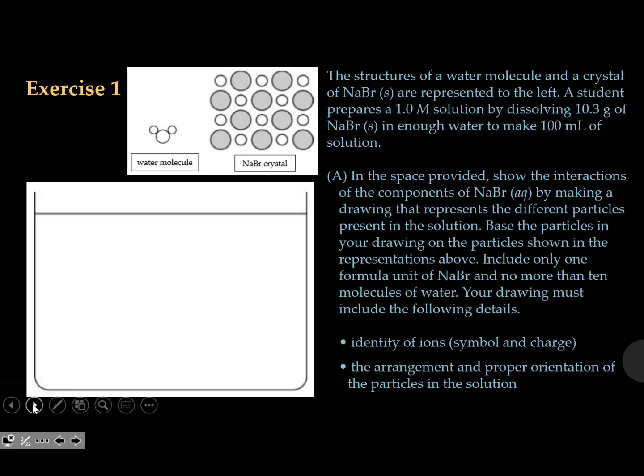Okay. In the space provided, show the interactions of the components of sodium bromide, aq, by making a drawing that represents different particles present in the solution. Base the particles in your drawing on the particles shown in the representations above. Include only 1 formula unit of sodium bromide and no more than 10 molecules of water. Your drawing must include the following details: identity of the ions, that means the symbol and charge, and the arrangement and proper orientation of the particles in the solution. So if sodium bromide is dissolving in water and we only want 1 formula unit, what am I going to draw?